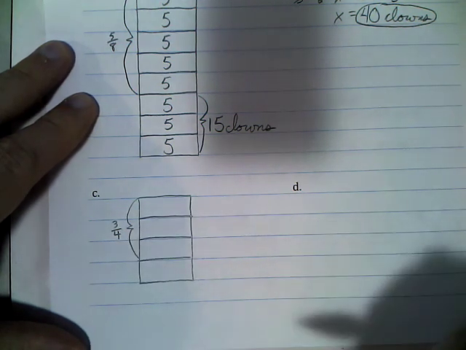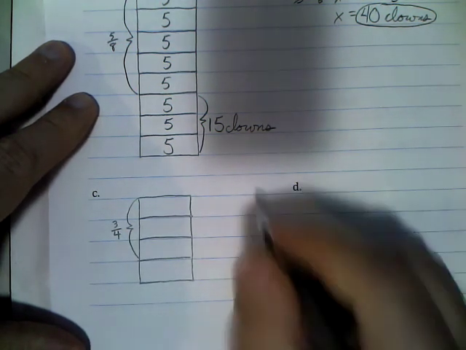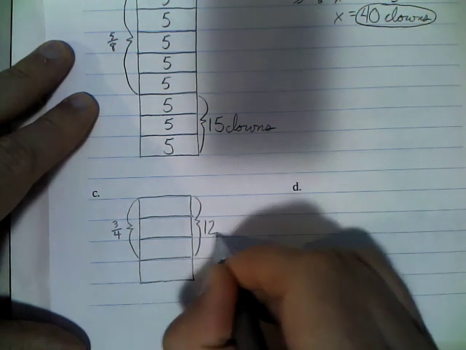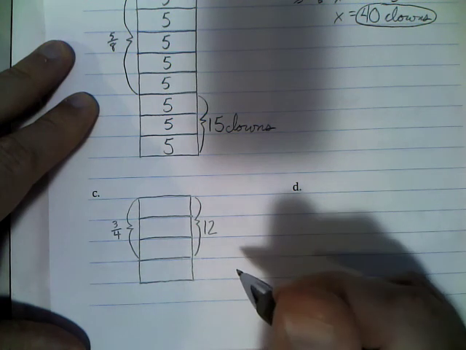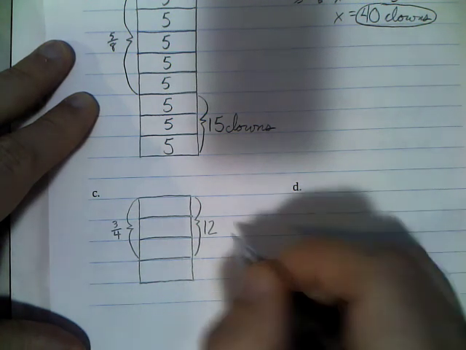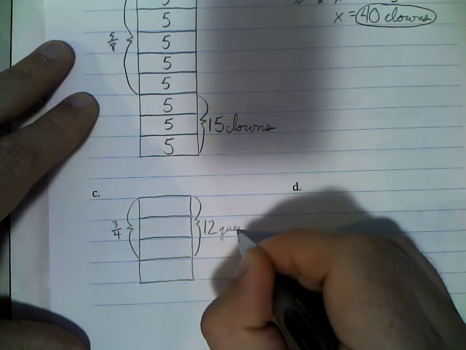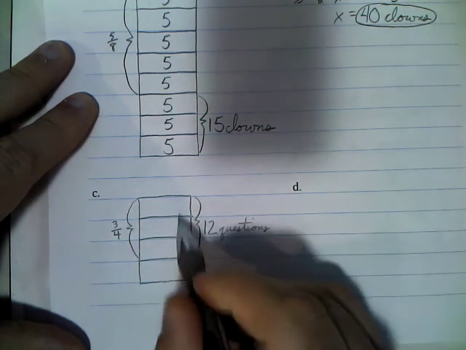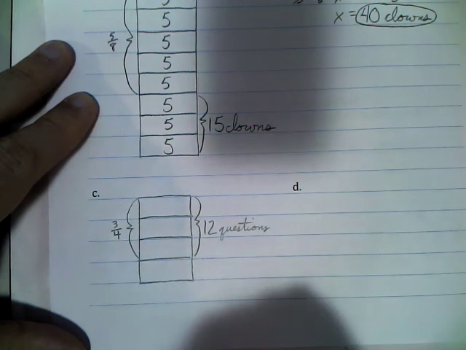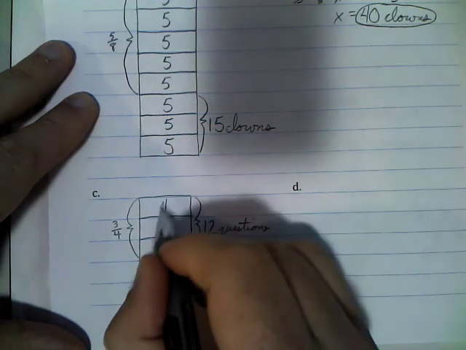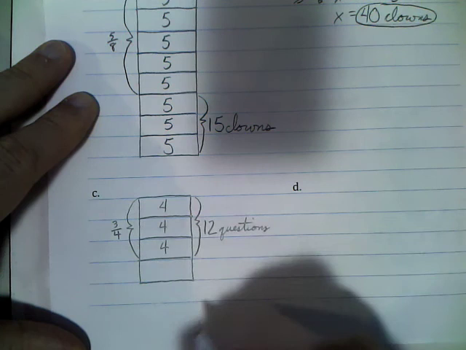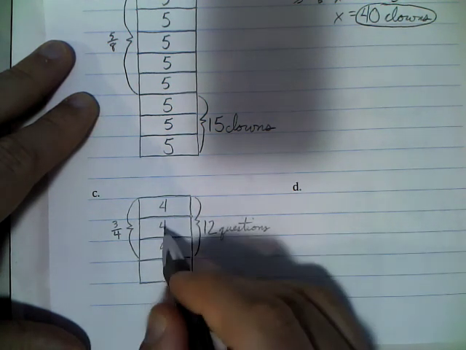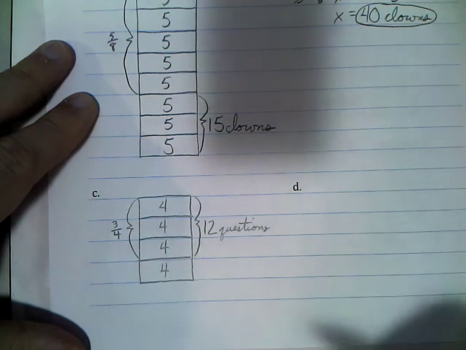And it even tells me in that sentence what that 3/4 is. That 3/4 is 12 homework questions, or 12 questions. So if 3 groups makes 12, 12 divided by 3, each group must be 4. So 3 groups of 4 makes 12. Well, if each one of those is 4, that must be 4 as well.